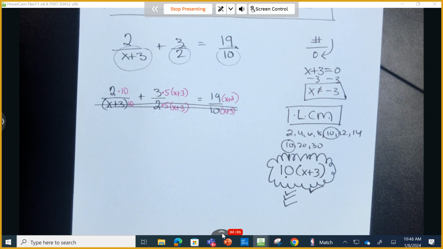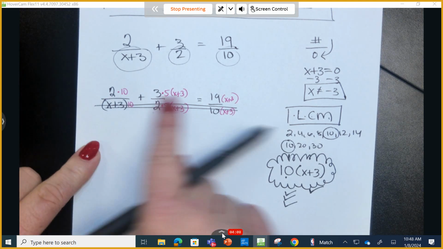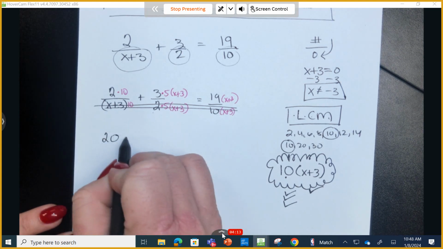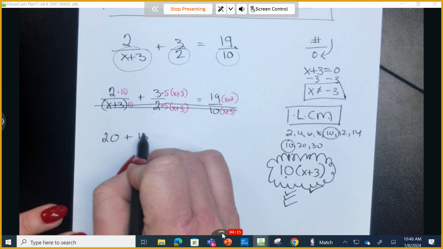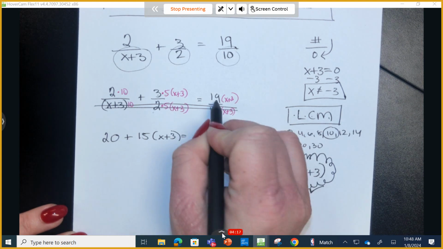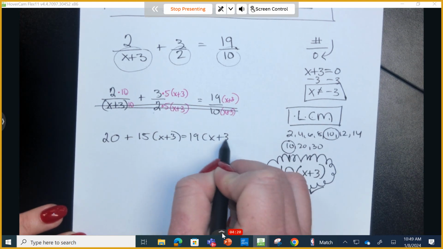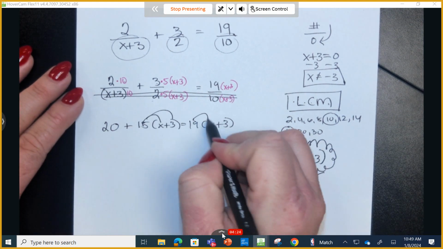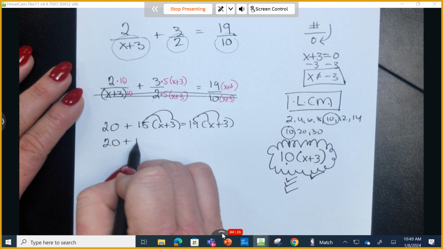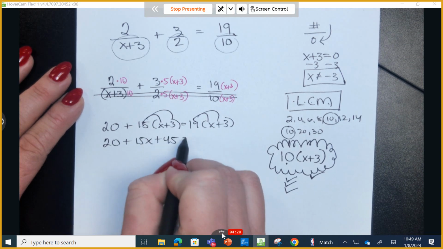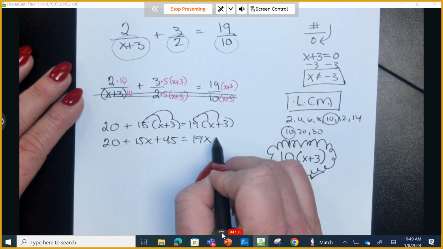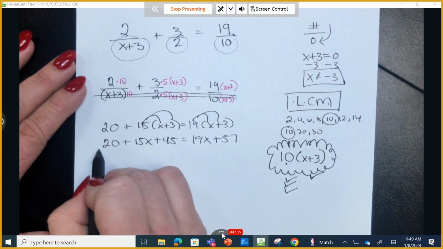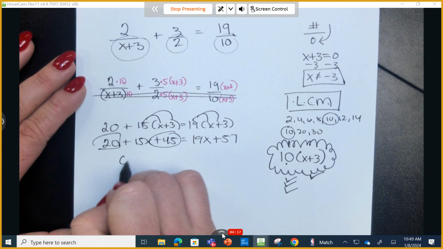Now I'm going to solve the numerator using the skills you learned freshman year. So 2 times 10 is 20, plus 3 times 5 is 15, equals 19 times x plus 3. I'm going to solve this by distributing the 15 and the 19. 20 plus 15x plus 45 equals 19x plus 57. And now let's combine like terms. 20 and 45 is 65.